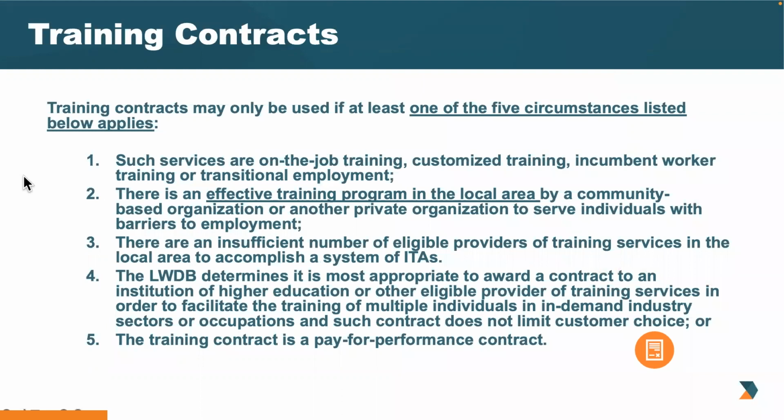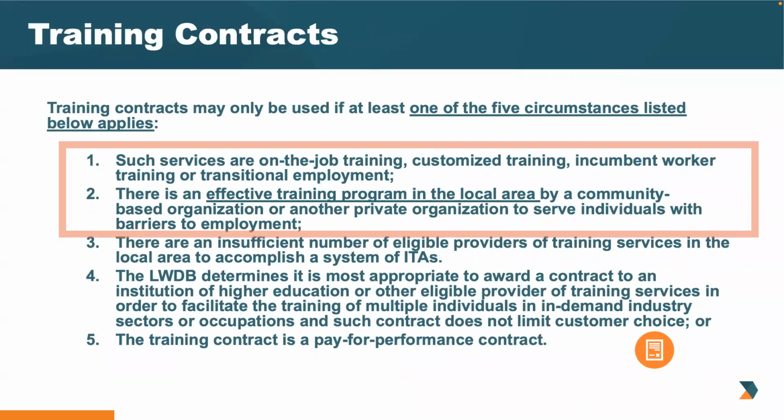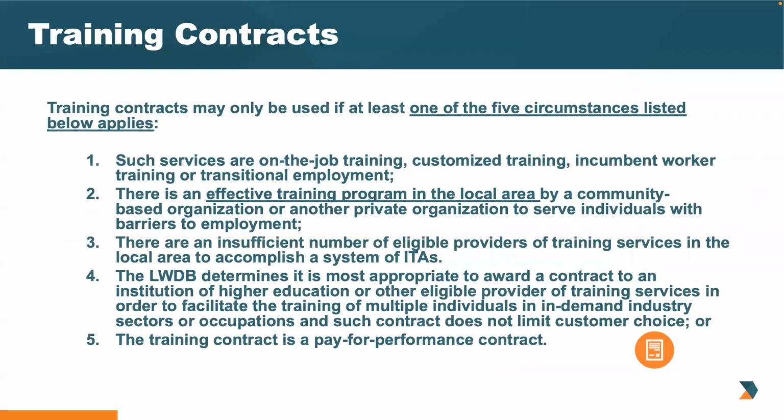Training contracts. Training contracts may be used to provide training services instead of an ITA. However, they must meet one of the following requirements. I will cover the first 2, so please take time to come back to the slide. Training contracts may be used when such services are on-the-job training, customized training, incumbent worker training, or transition employment, or when there's an effective local program that serves individuals with barriers to employment.